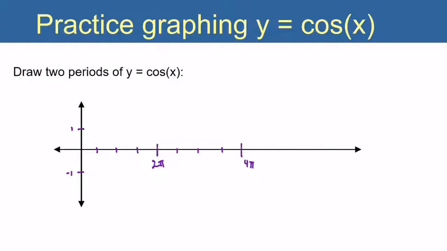And now let's go ahead and put the dots for our pattern. It goes high, middle, low, middle, high, and then repeat. And now connect. And there is a graph of 2 periods of the cosine function.